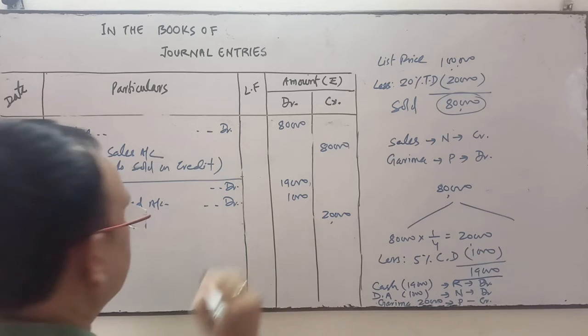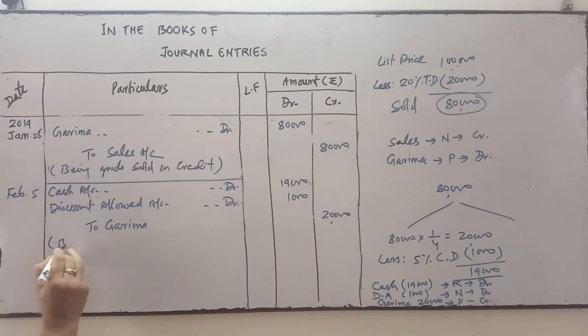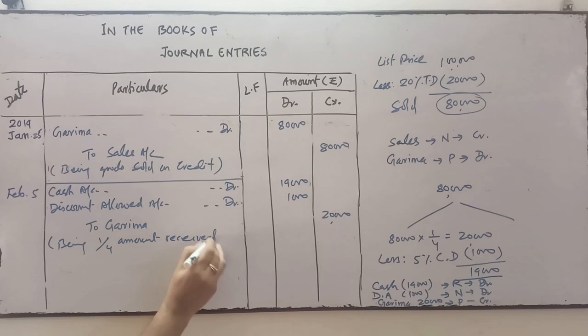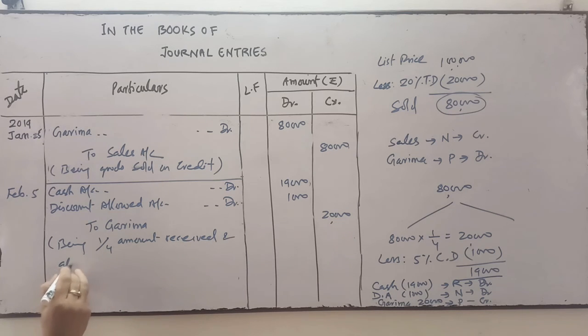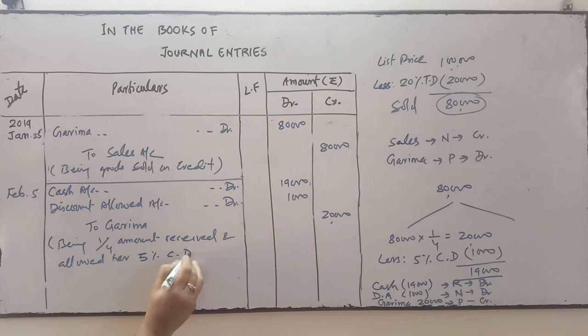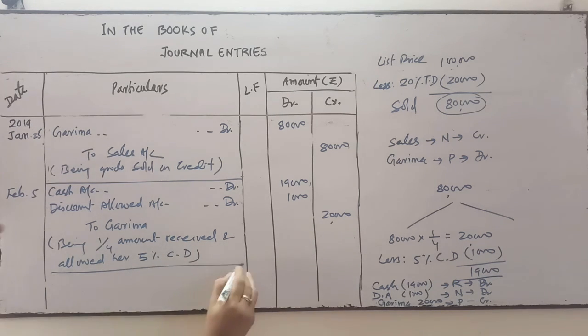account will be settled of Garima, being 1/4 amount received and allowed her 5% cash discount. This will be the narration.